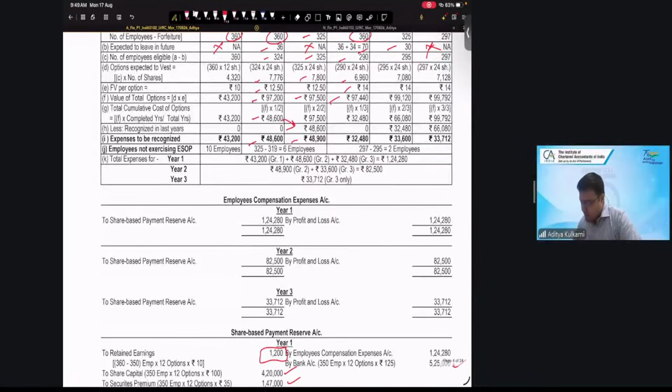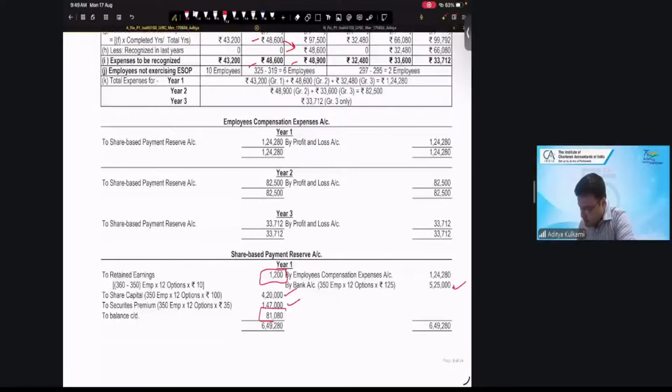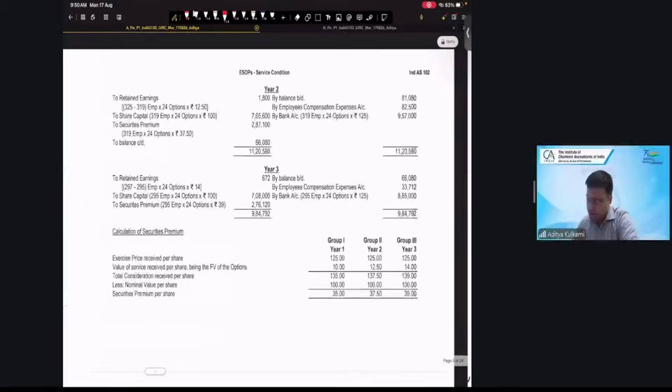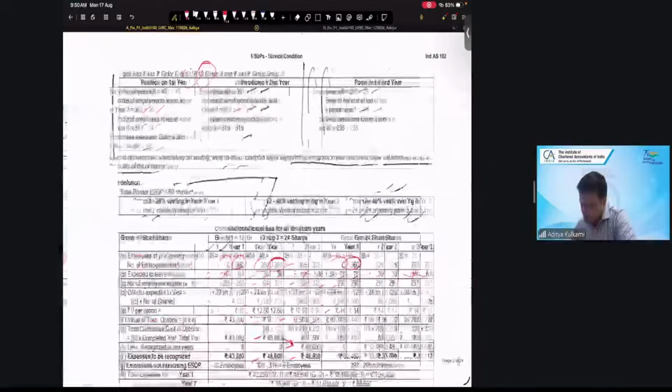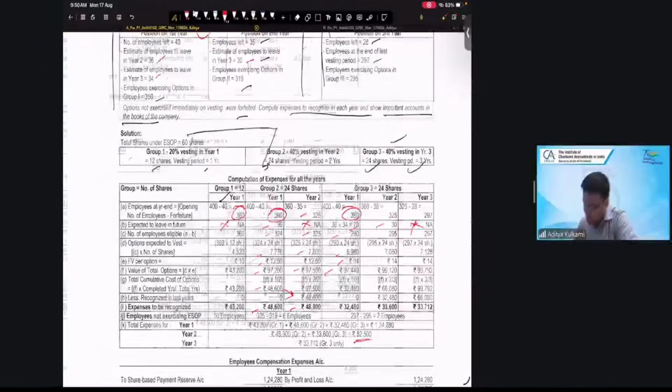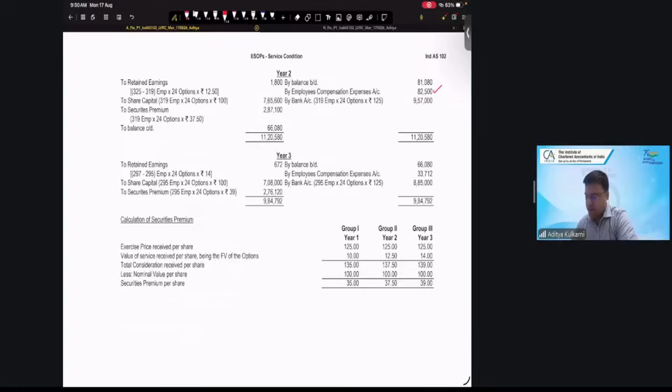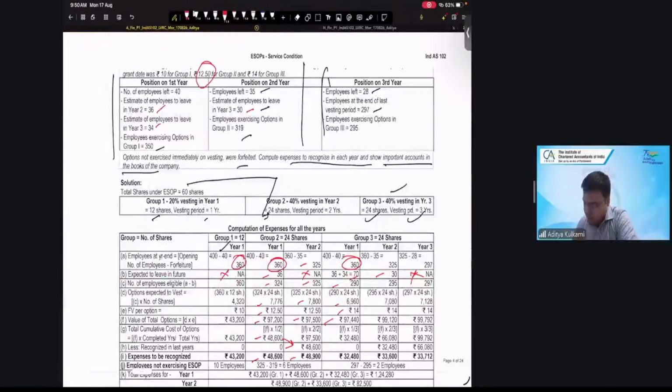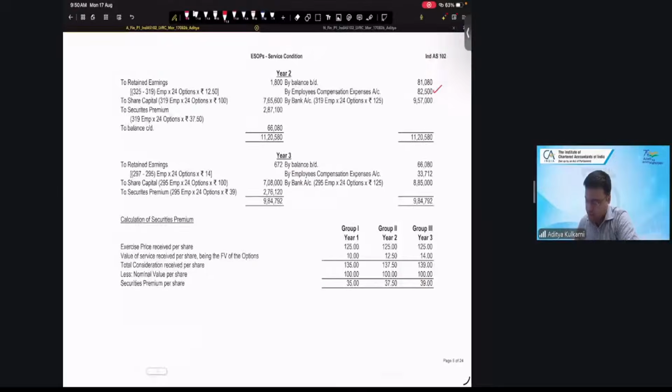Okay. Now coming to, so 81,080 will be the balance in your SBP reserve. This is basically group 2 and 3 unexercised portions which is carried forward. Now, employee compensation expense 82,500 for year 2 credited. Then what is given is 319 employees exercise the options. So 319 into 24 into 125, 957,000 exercised by bank, and then we issue shares to them.